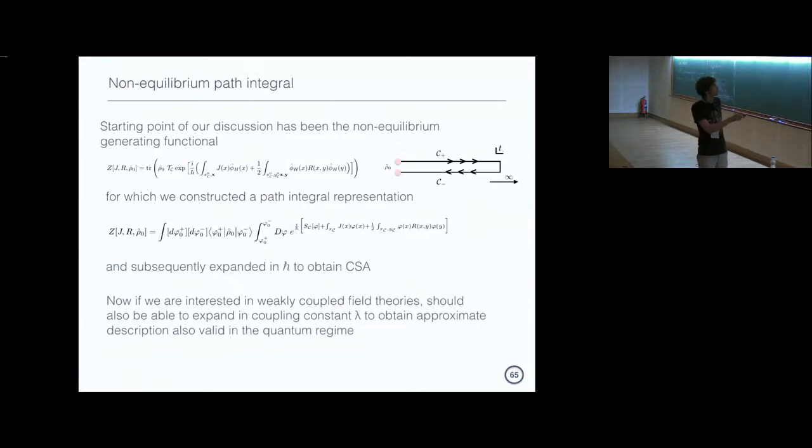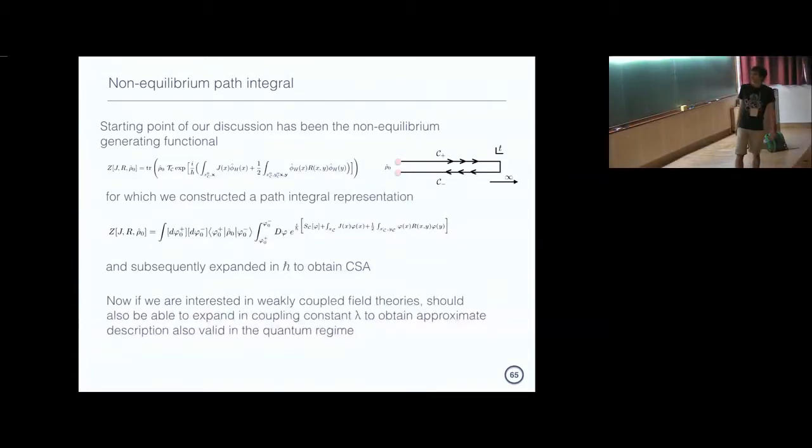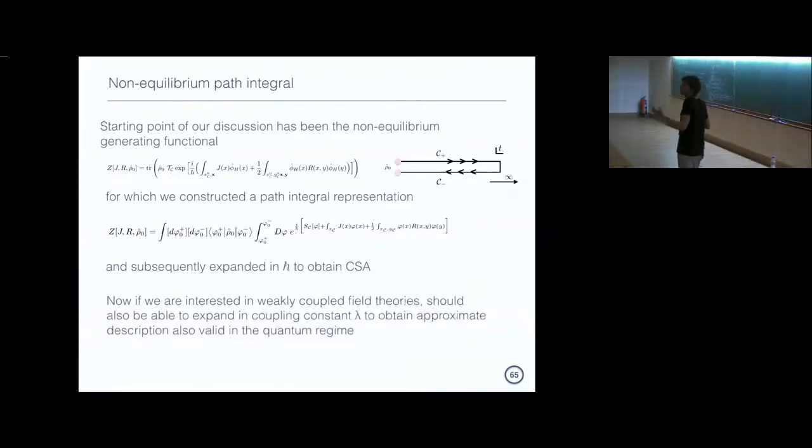The punchline of what we're going to do today is that if we're interested in weakly coupled field theories, then ħ is not the only parameter that we can expand in. We should also be able to perform a weak coupling expansion of this non-equilibrium generating functional, and thereby obtain a perturbative, approximate description that should also be valid in the quantum regime. So it's no longer expanding in ħ, and we can immediately keep corrections which are quantum as well.